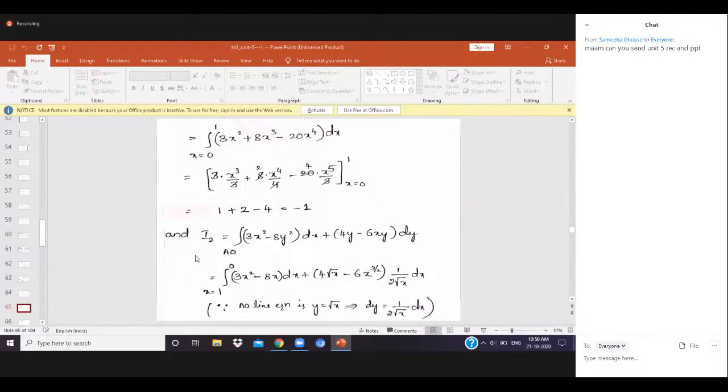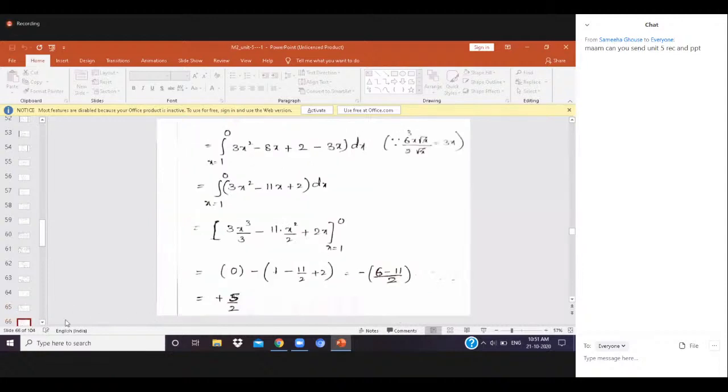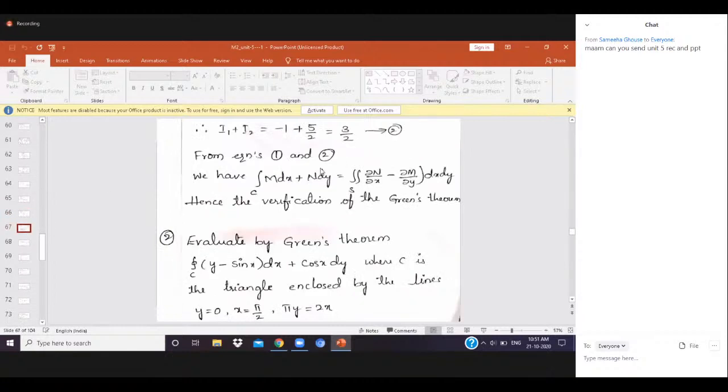Then similarly I2 we calculate, that is the integral from A to O along the upper curve, y = √x, then dy becomes 1/(2√x) dx. Then simplifying, the limits here are varying, x is varying from 1 to 0. Then integrating and applying the limits, we get the value as 5/2. Then adding I1 and I2 we get the value as 3/2. So left hand side and right hand side are both equal. Then it is verified. Green's theorem is verified.